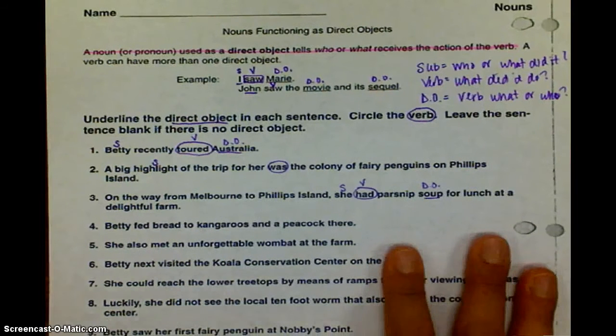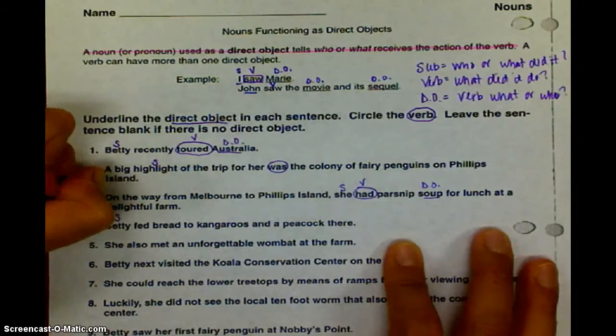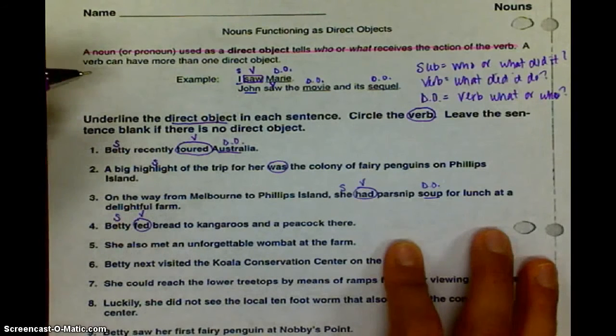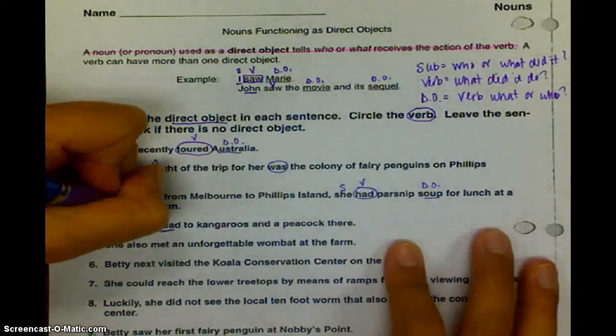Number 4, Betty fed bread to kangaroos and a peacock there. Who or what did it? Betty. What did she do? She fed. Fed what? Okay, she fed bread. That's your direct object.